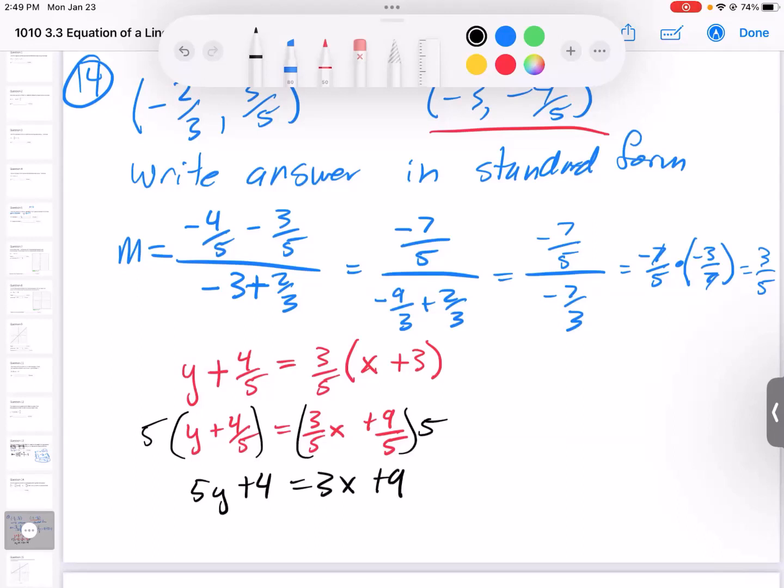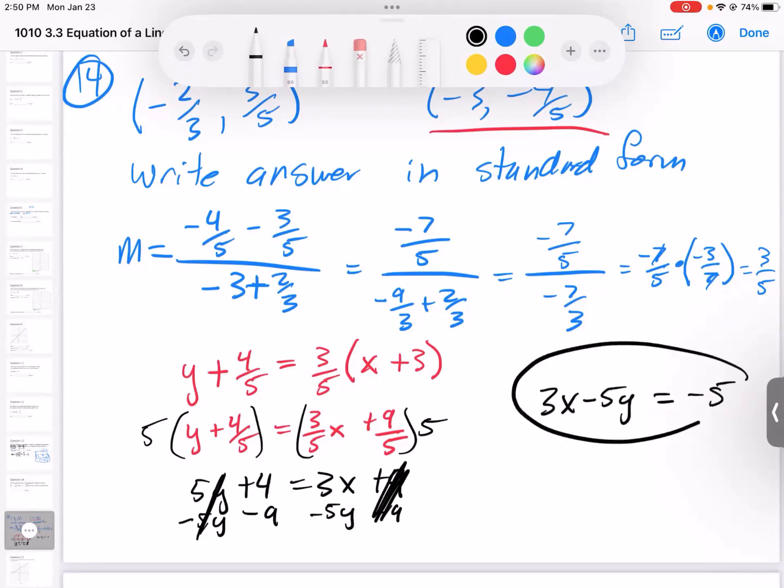And the number that's with the x, or the coefficient of x, is already positive, so I want to keep it that way. But x and y need to be on the same side. So I'm going to subtract 5y from both sides, and I'm also going to subtract 9 to get all of the constants moved to the other side. And so when I do that, these cancel out, and I end up with 3x minus 5y, and that equals 4 minus 9, which is negative 5. And so this would be my standard form equation of the line that they gave me.